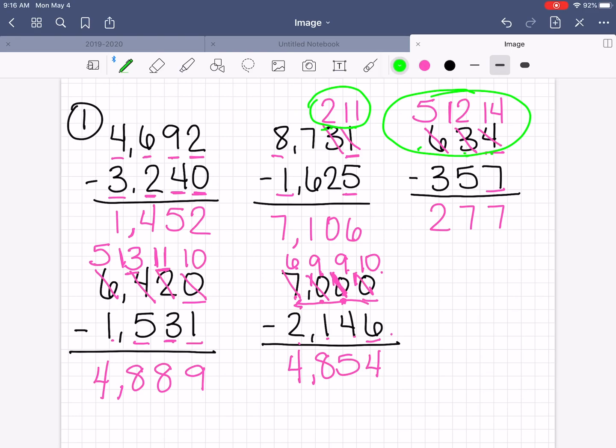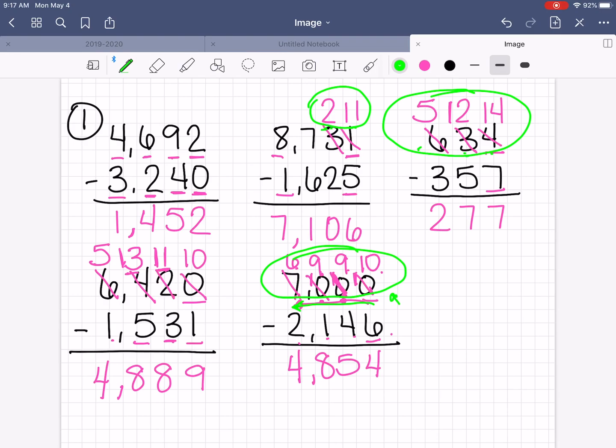So this is what I usually call subtracting across zeros. We have to go all the way over to where we can actually take one, because we can't take anything from zeros until we make it a 10. Okay, so this one won't be on your paper quite yet, I think, but it is coming up. So I wanted to kind of give you a little heads up on that one.